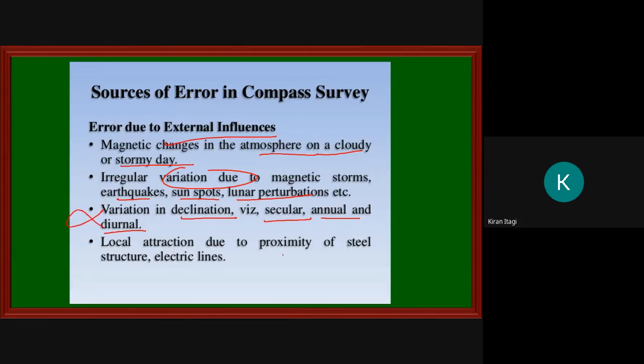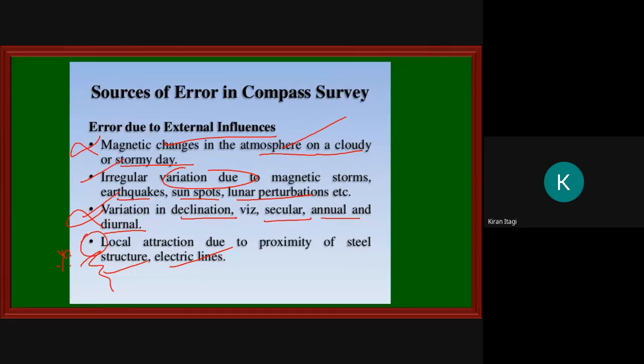Local attraction due to proximity of steel structures and electric lines. Okay, this is the most important thing. Just remember this one. The local attractions are the most important thing, and they are called external affairs or external influences. Nowadays the first three points won't make any errors. The fourth point is most important.